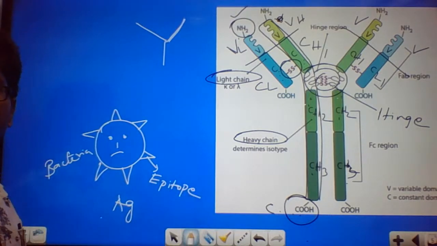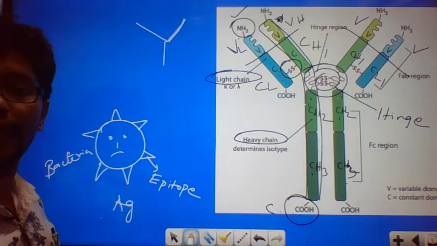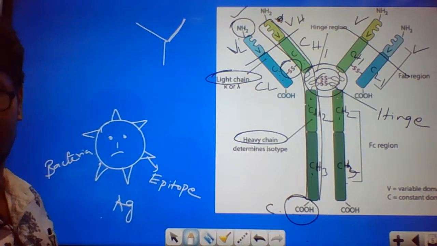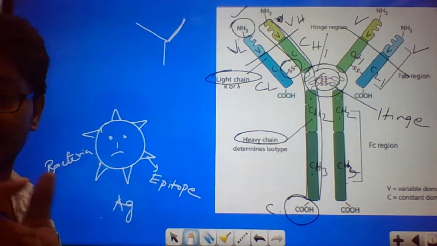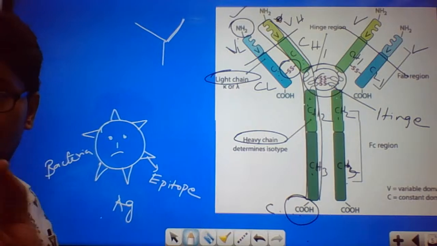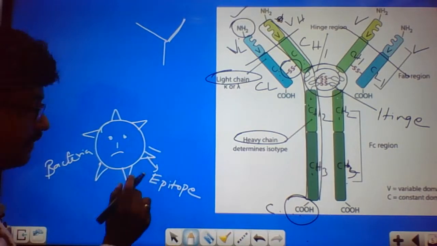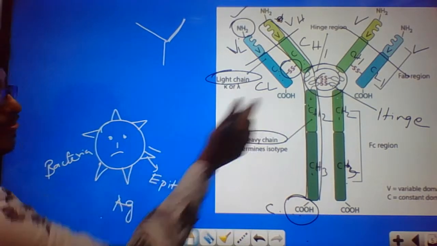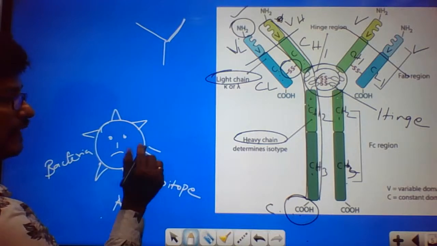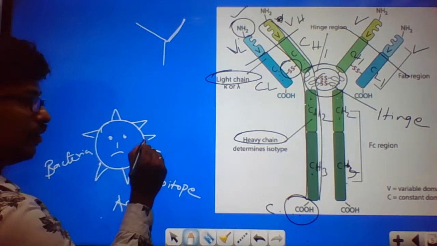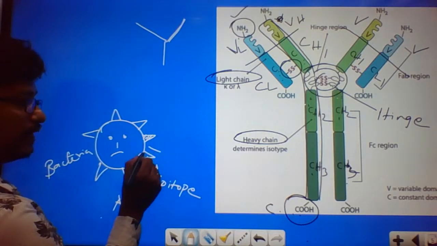So the antibody or T cells will not bind to the complete antigen or the complete bacteria. There is a particular location or locus on the antigen onto which the antibody will go and bind. For example, here you could see one epitope. Here is one epitope.